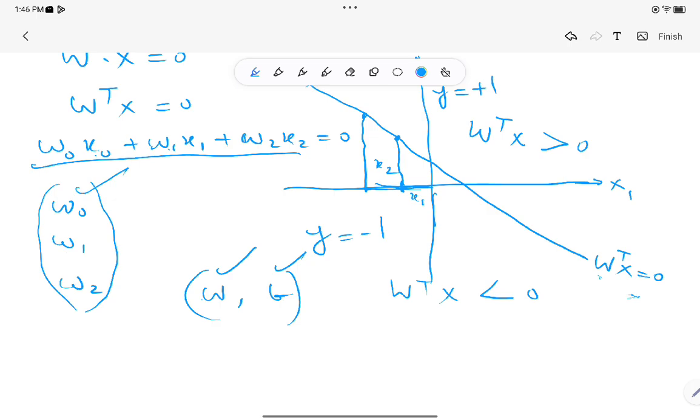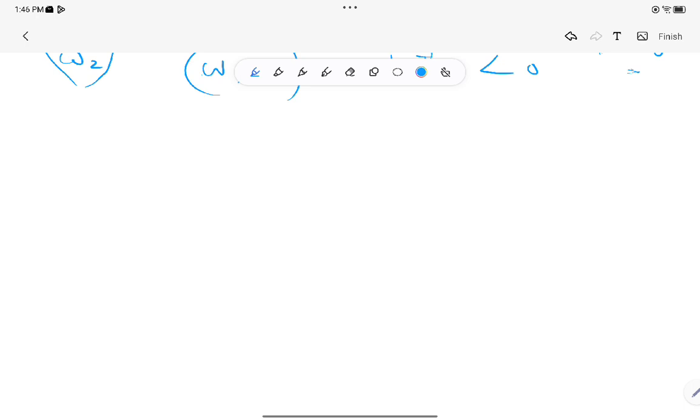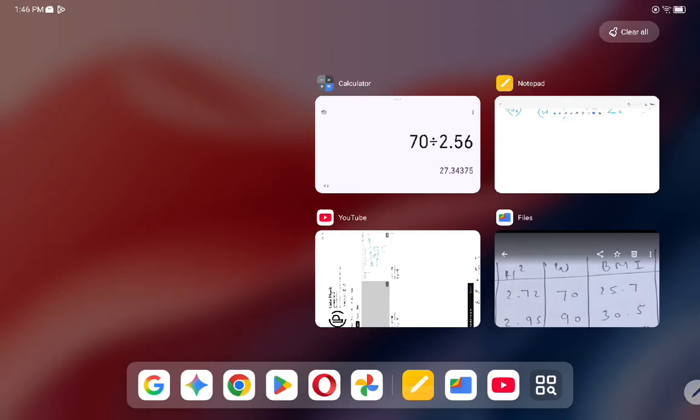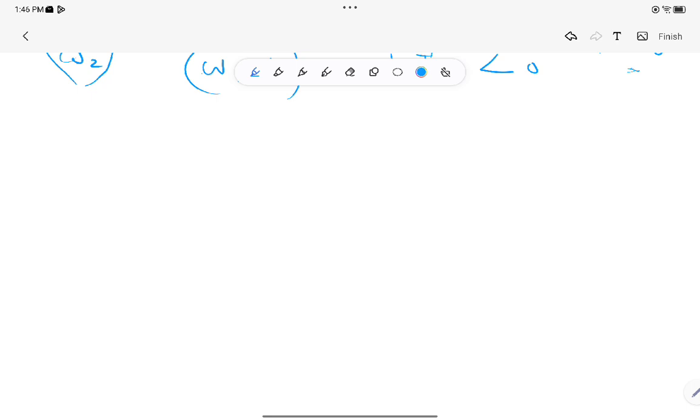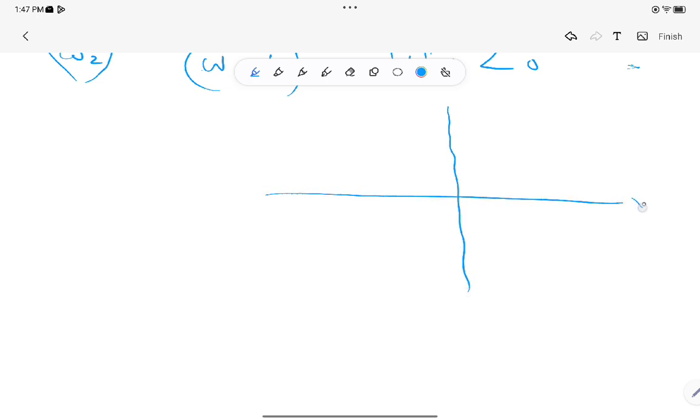The question is, how do we know these correct weight vectors? How do we know it? That is the last phase of our lecture today. How do we know these? Suppose this is our plane x1, x2, and sorry, x2 here. This is x1, just x1.